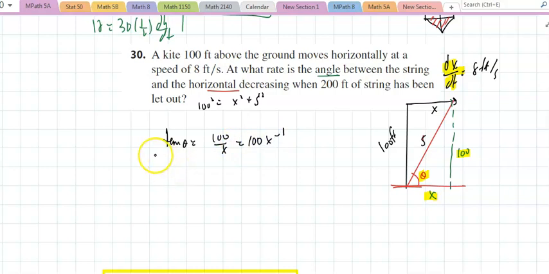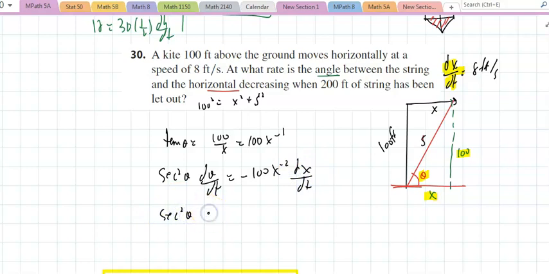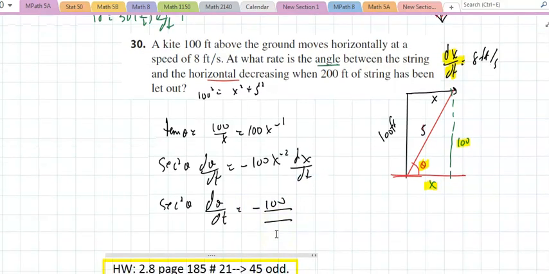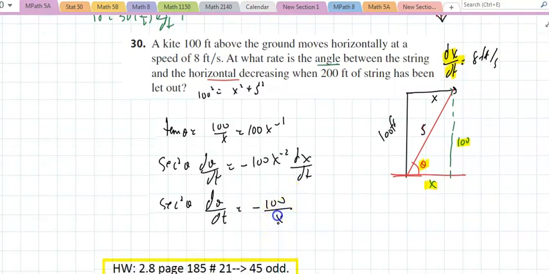And if I take a derivative, secant squared of theta d theta dt equals negative 100 x to the negative 2 dx dt. Or secant squared of theta d theta dt, which is what I'm looking for, equals negative 100 over x squared, and dx dt is 8. Okay, a few things I need to find.